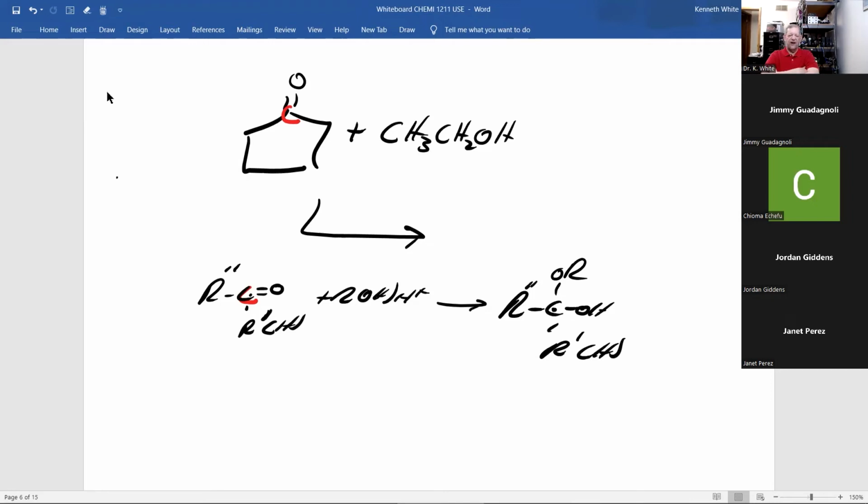Again, this reaction I will never put on the exam as a synthesis problem. That's cruel, unusual punishment. That's outlawed.